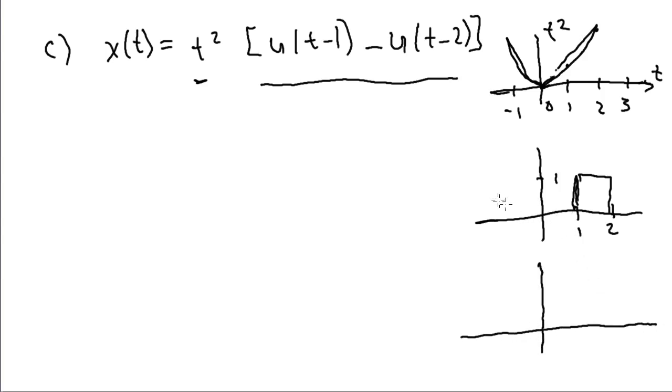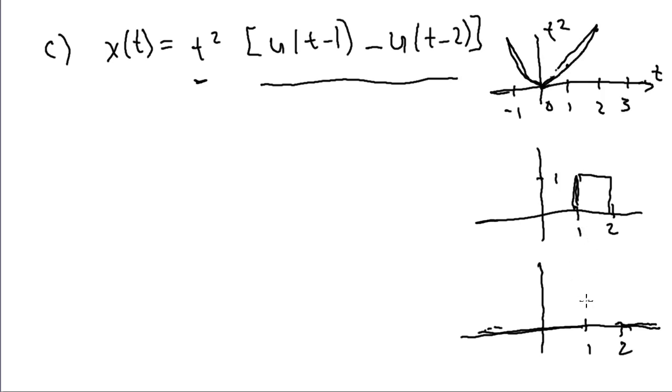If I'm looking at this second component here, it's 0 everywhere except in this interval between 1 and 2. So outside the interval between 1 and 2, where this function is 0, the product is going to be 0. So I really have to only look at this interval between 1 and 2, where this component is 1, and the top component is equal to t squared. So I only have to graph t squared between 1 and 2.